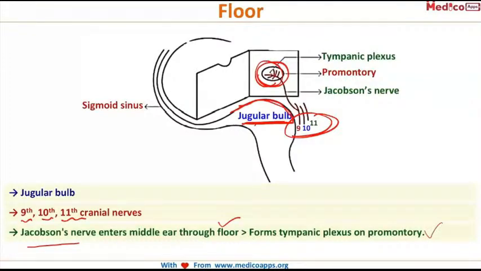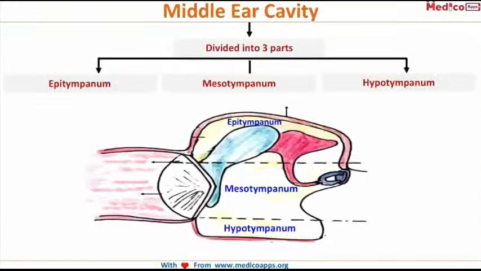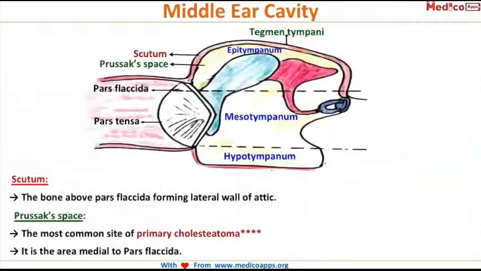Now let's proceed to the cavity of the middle ear. It is divided into 3 parts: the epitympanum number 1, the mesotympanum number 2 and hypotympanum number 3. So epitympanum, mesotympanum and hypotympanum are the 3 parts of the middle ear cavity. Another important structure is scutum. What is scutum? Scutum is present above the pars flaccida of the tympanic membrane. It forms the lateral wall of the attic. You can see here it's forming the lateral wall of the attic.